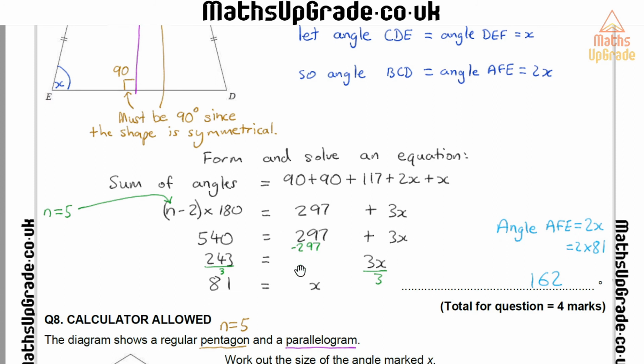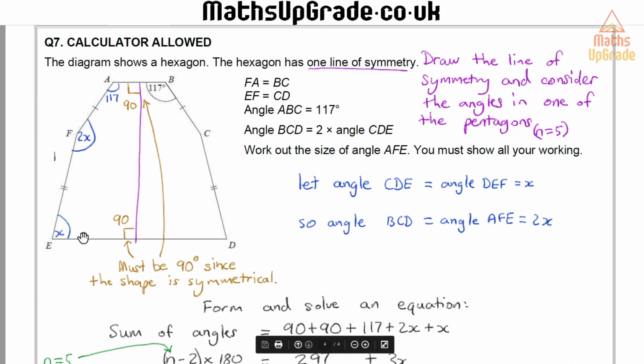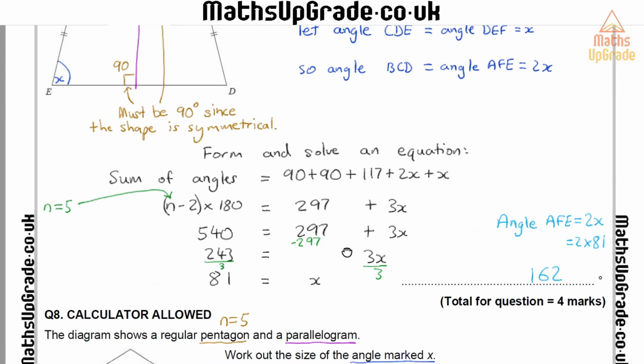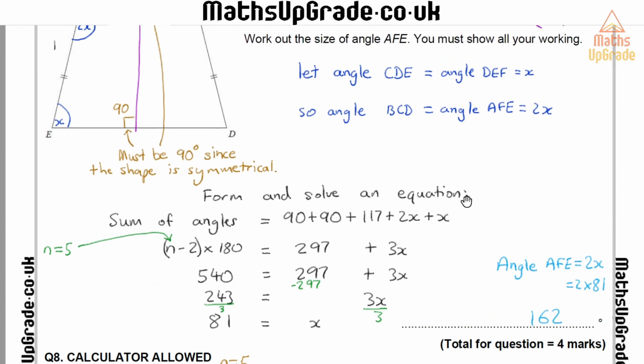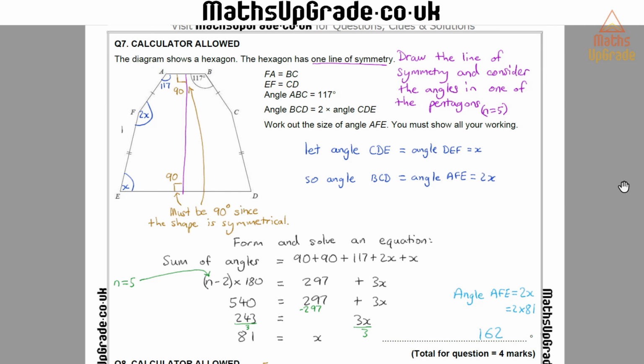Then using the balancing method, I can solve this equation. Subtract 297 from both sides, which leaves me 243 on this side and 3x. Then divide by 3 on both sides, so x equals 81. But that's this angle here. I must find angle AFE, which is 2 times x, which is therefore 2 times 81, 162. So that question is 4 marks.